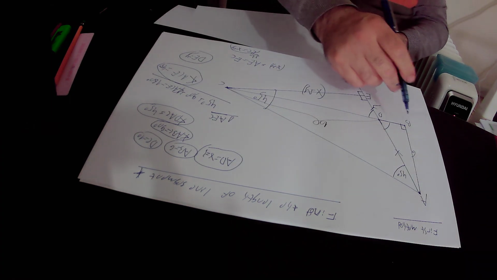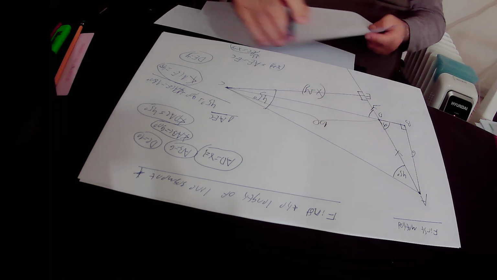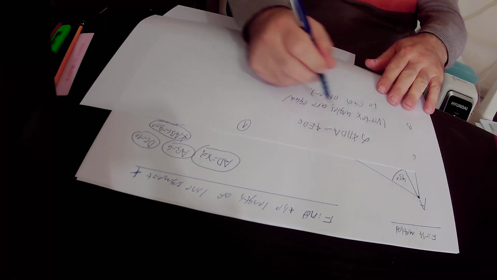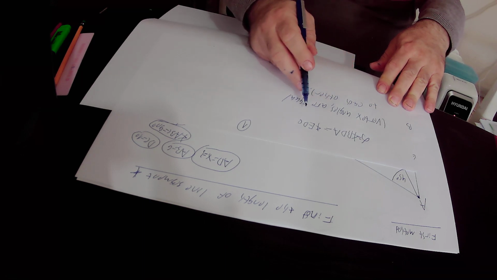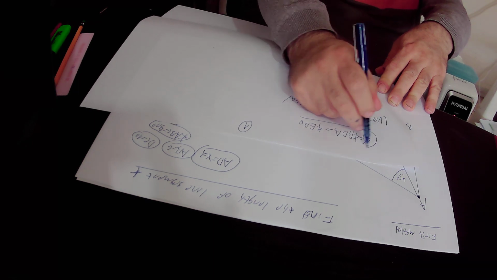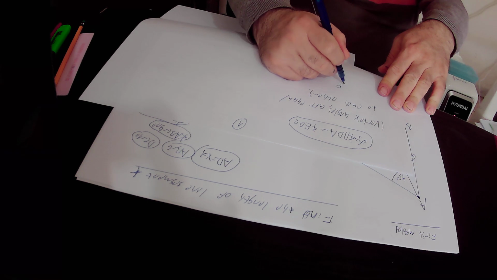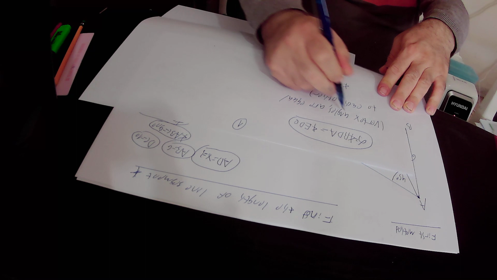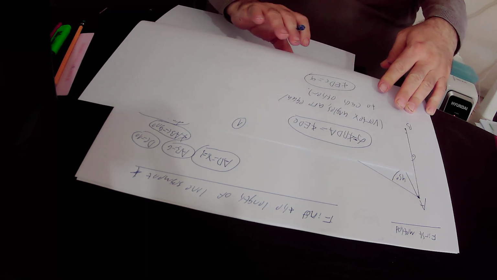So if we define angle ABD as alpha, we can write down that angle BDA equals alpha. Then from this equation, alpha equals angle BDA equals angle EDC, we will derive that angle EDC is also equal to alpha.